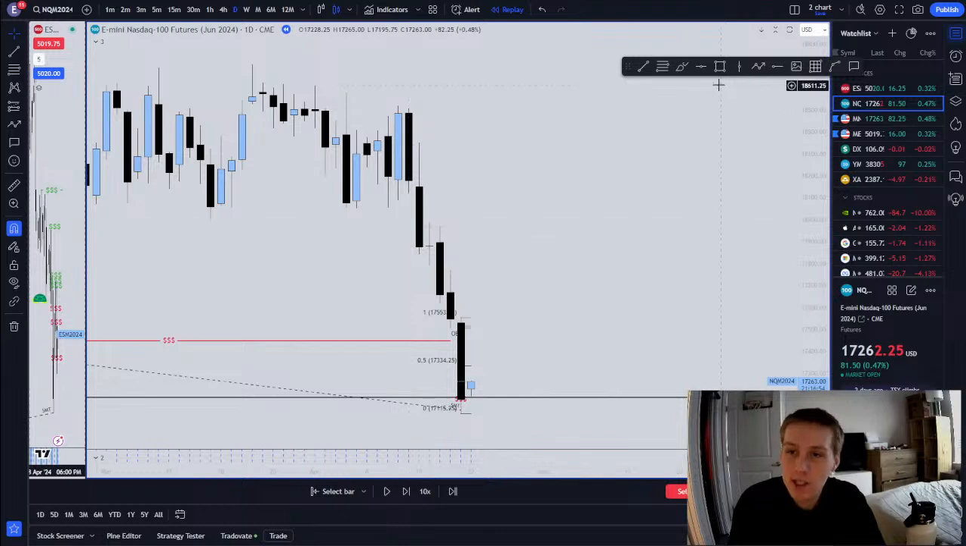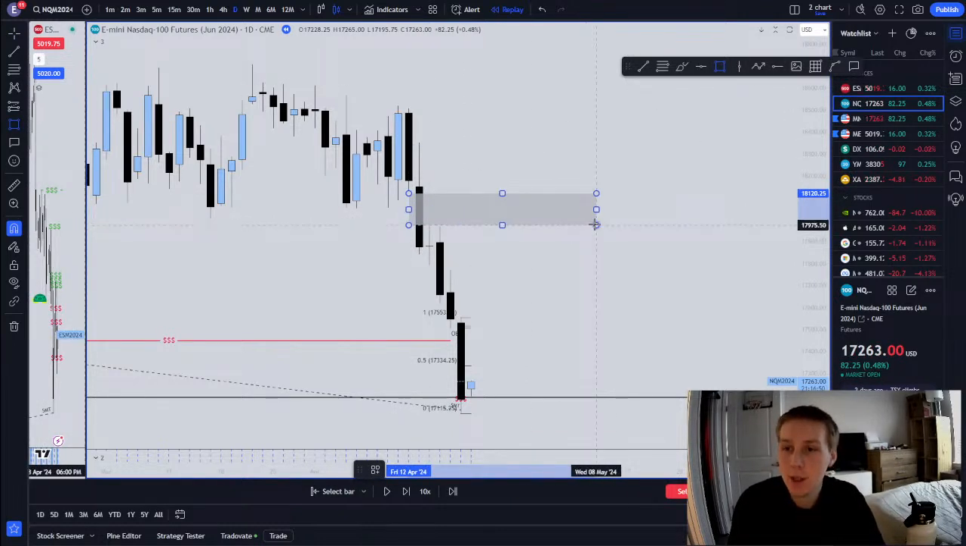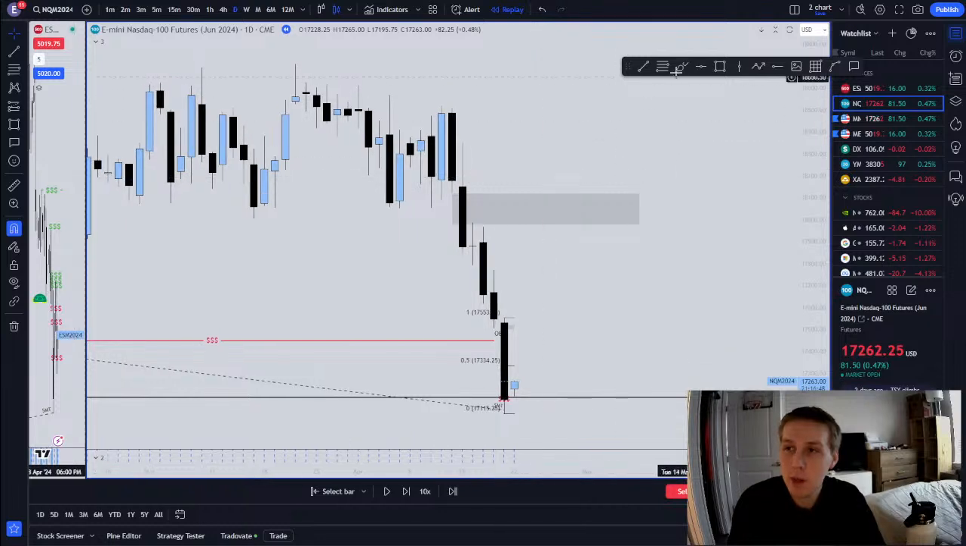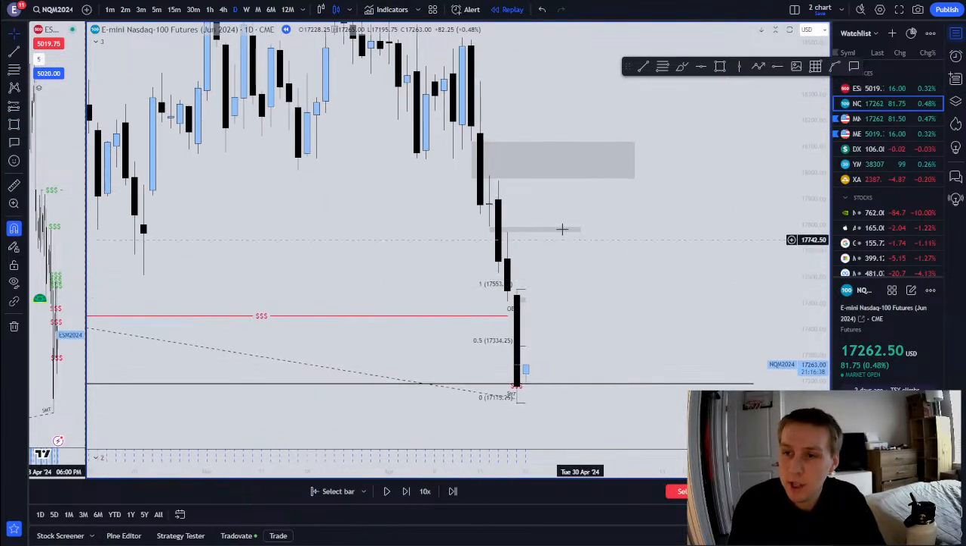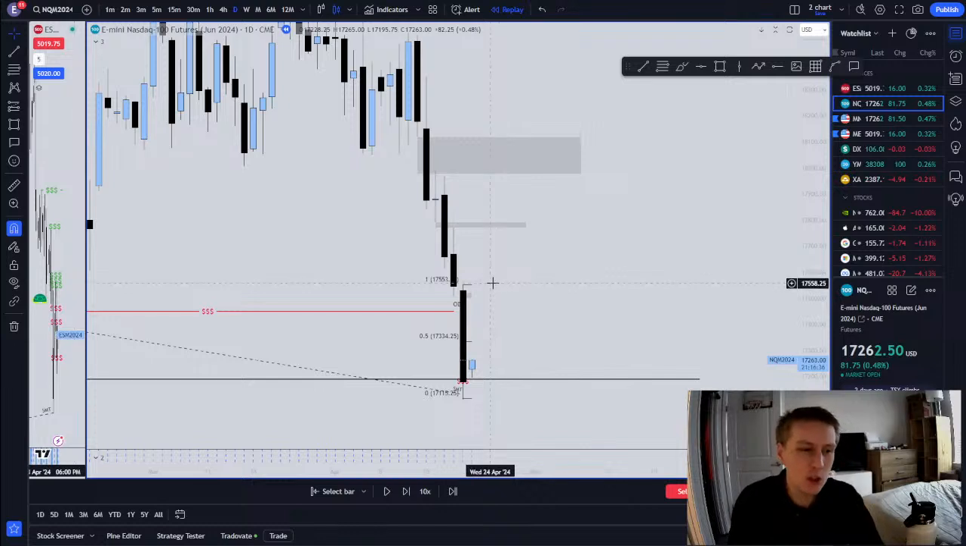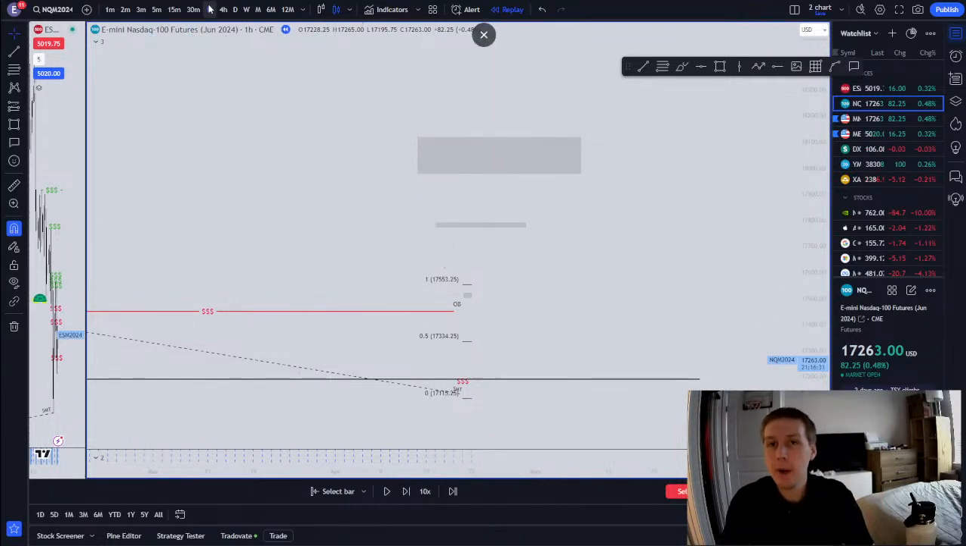We now have two daily fair value gaps that I'm looking at. We have this daily fair value gap here, and then we also have this daily fair value gap here, kind of. It's a very small imbalance, but I'm looking for these to possibly be the draws going into the next week. But I'm going to be very patient.